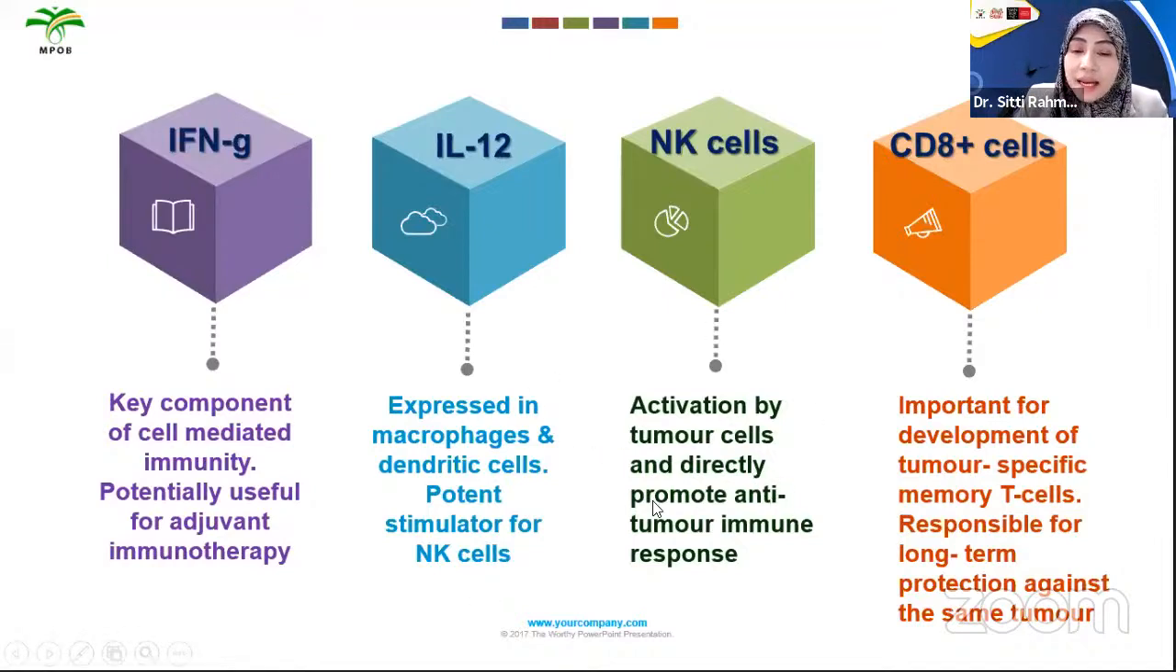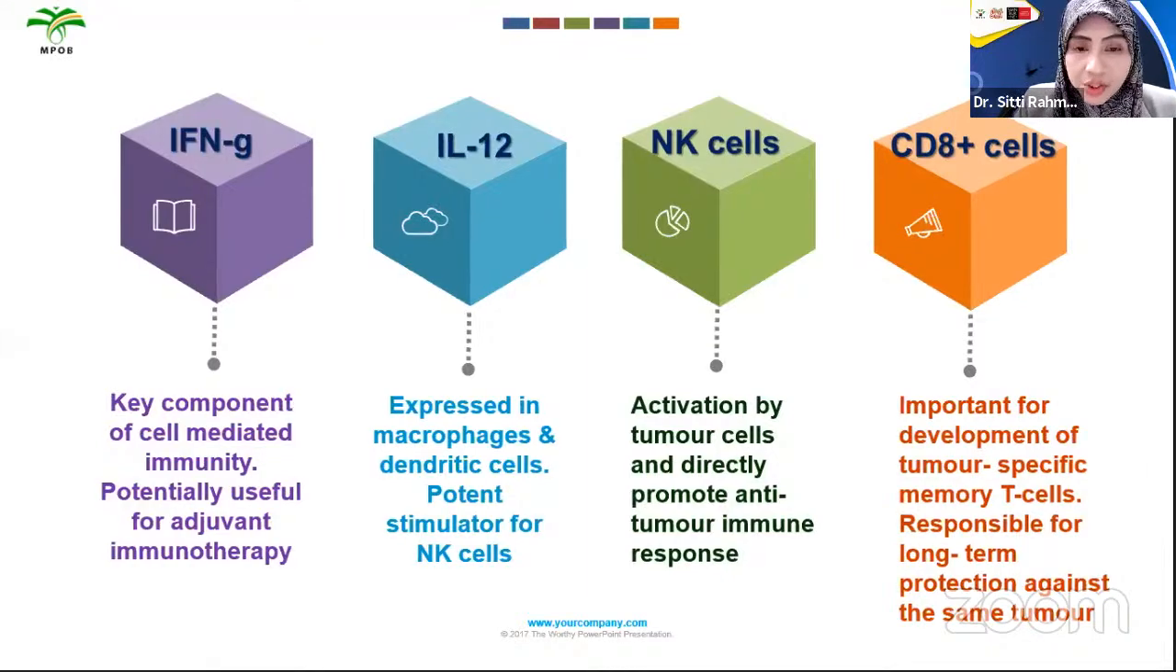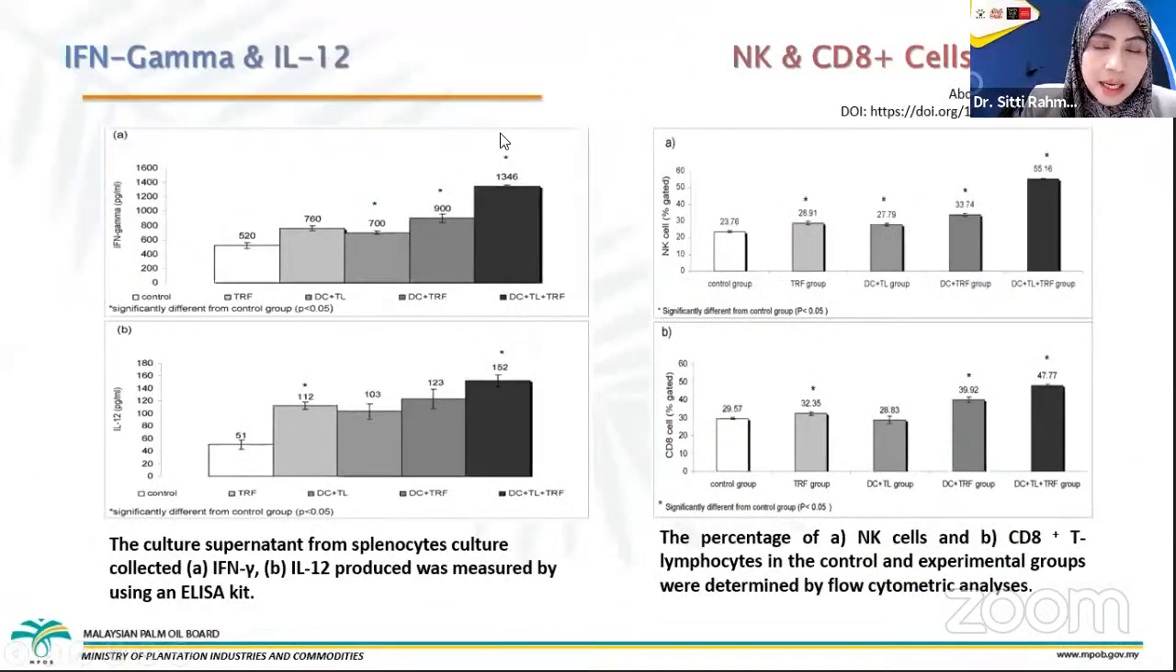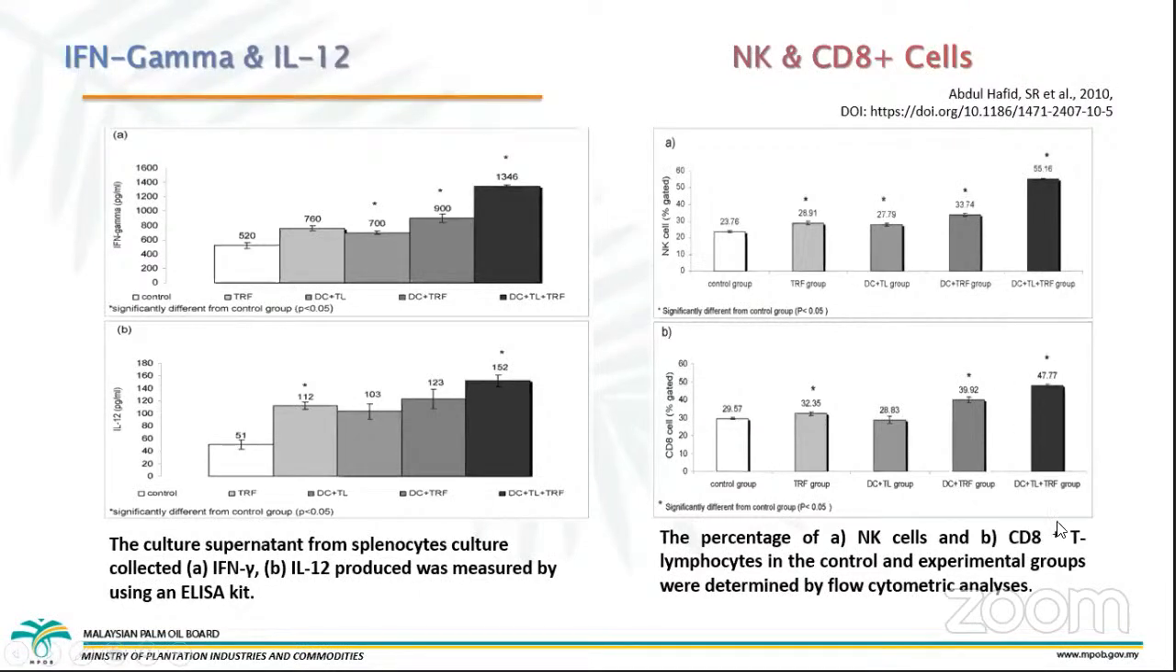They can directly kill the tumor cells, and CD8 T cells are immune cells with memory, which are responsible for long-term protection against the same tumor. They protect the body from recurrence of the tumor. So here we look at the interferon gamma and IL-12. We can see that in our experimental group, the interferon gamma increased compared to the other groups, as well as the interleukin 12, the natural killer cells and the CD8 T cells.